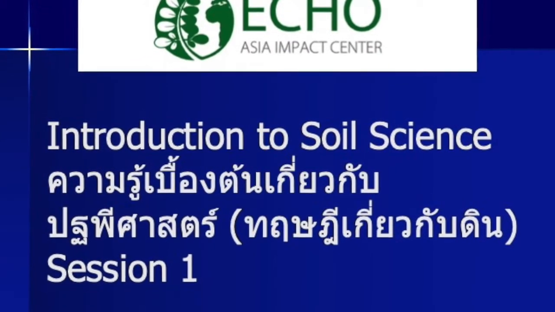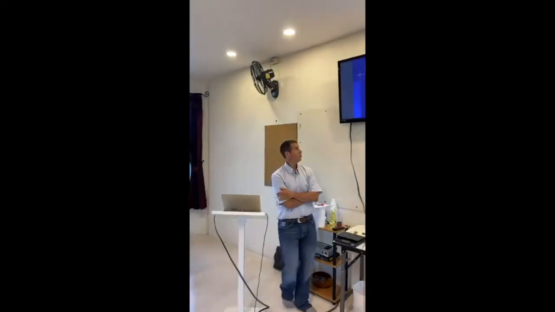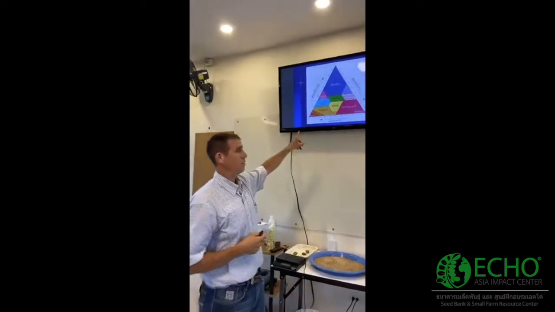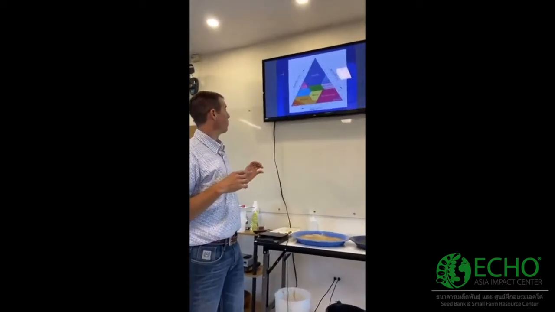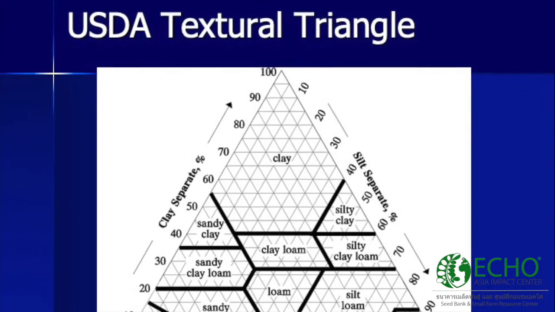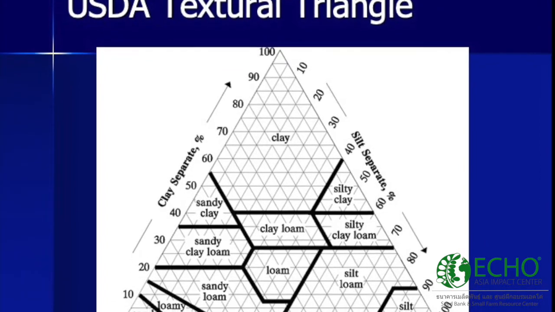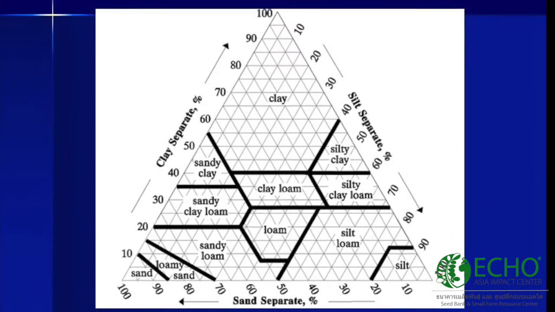Landon, would you mind explaining again what we're doing just really quick to the group? Okay, so we're using the soil texture triangle, which has 12 classifications of soil texture. So we're going to know the 3 percentages of sand, silt, and clay.